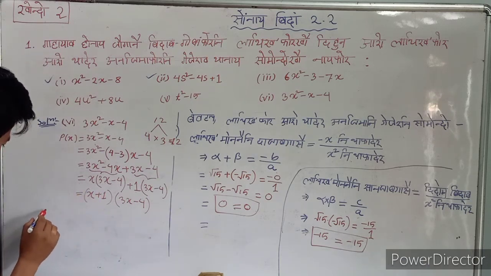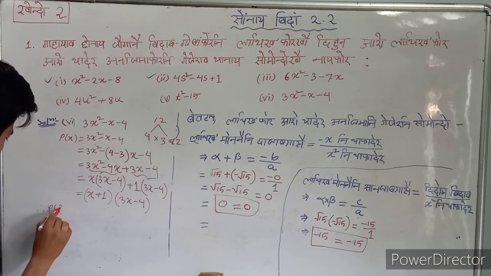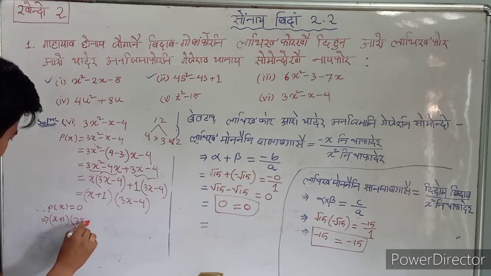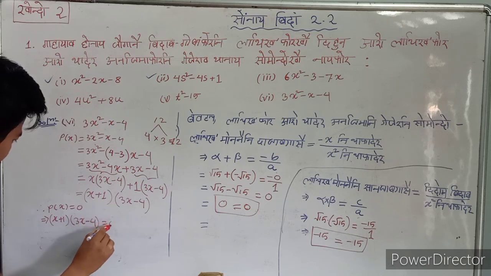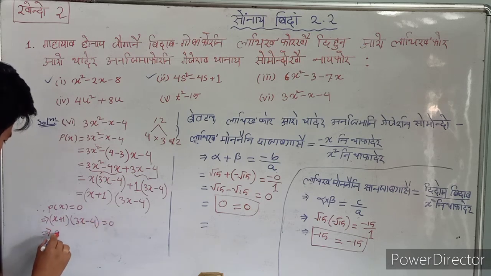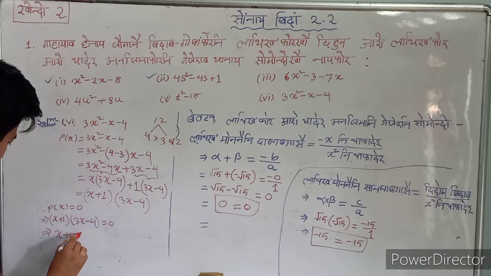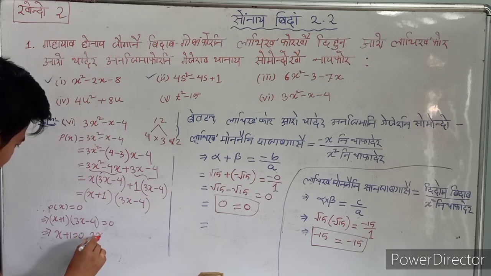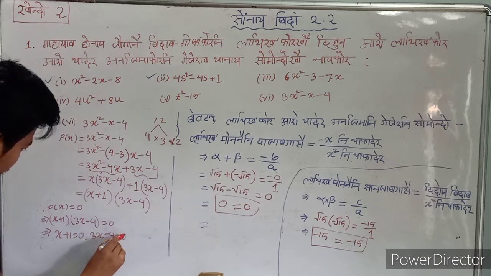px is equal to 0, px means x plus 1, 3x minus 4. x plus 1 is equal to 0, 3x minus 4 is equal to 0.